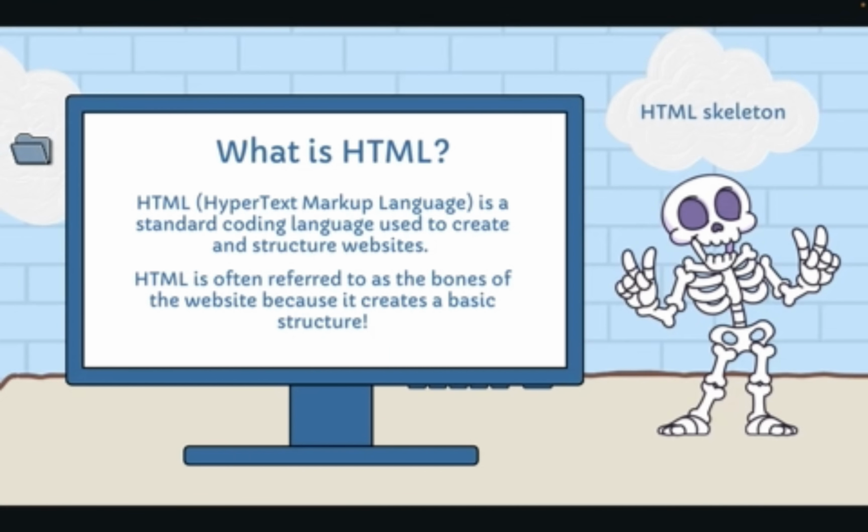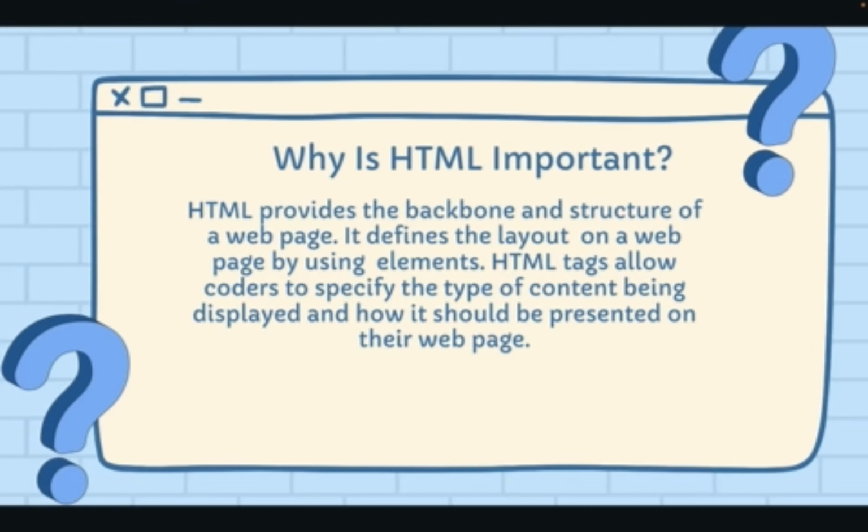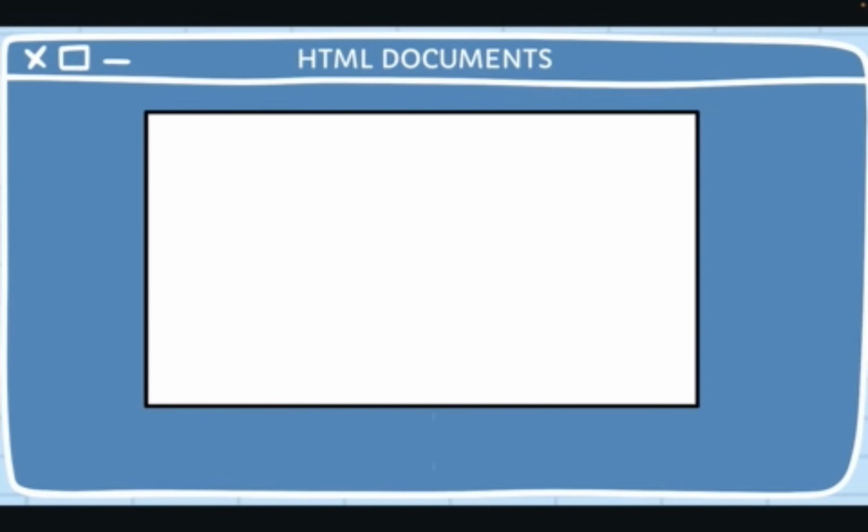What is HTML? HTML, also known as Hypertext Markup Language, is a standard coding language used to create and structure websites. HTML is referred to as the bones of the website because it creates a basic structure. HTML is an important part of coding a website because HTML provides the backbone and structure of a web page. It defines the layout on a web page by using elements. HTML tags allow coders to specify the type of content being displayed and how it should be presented on their web page.